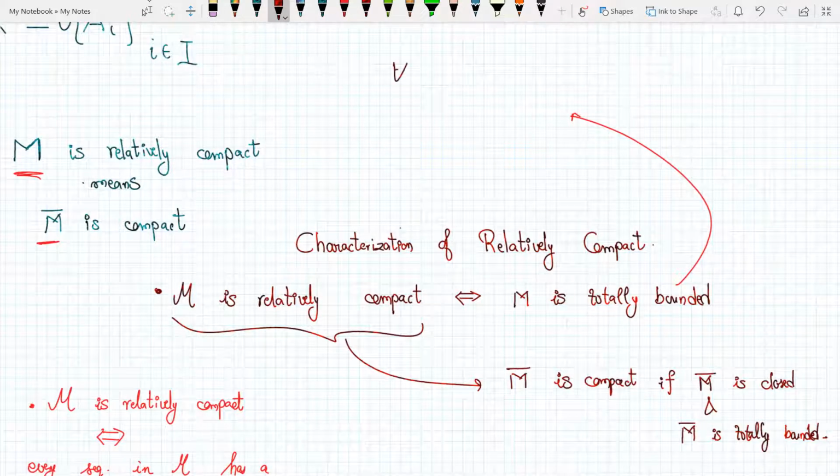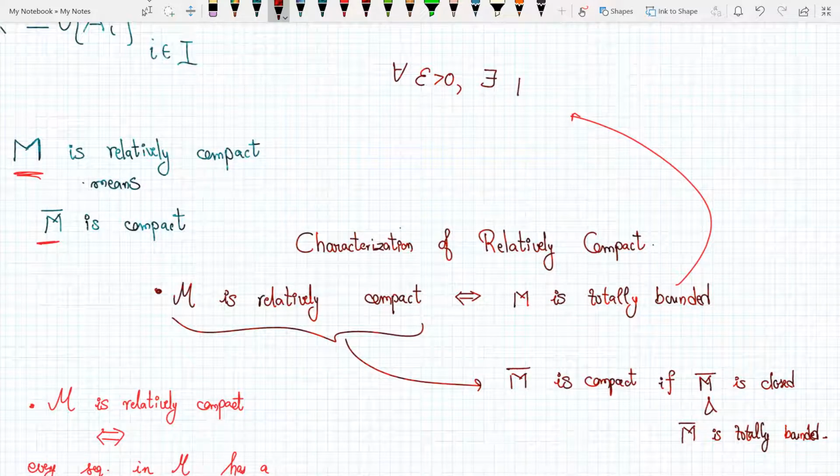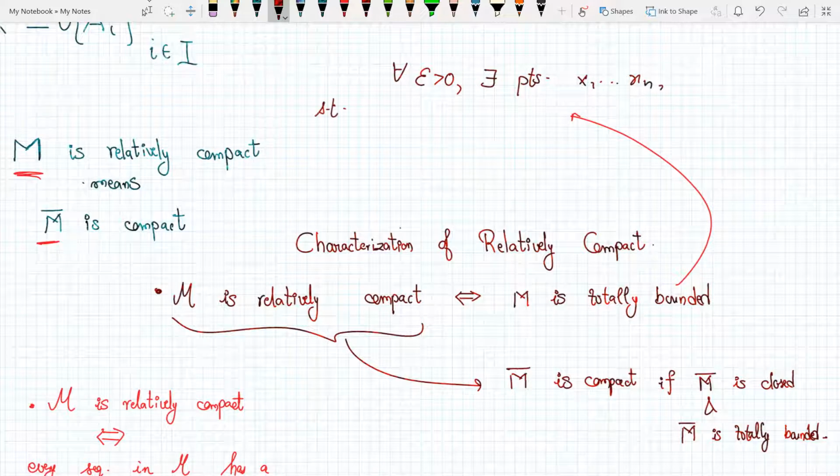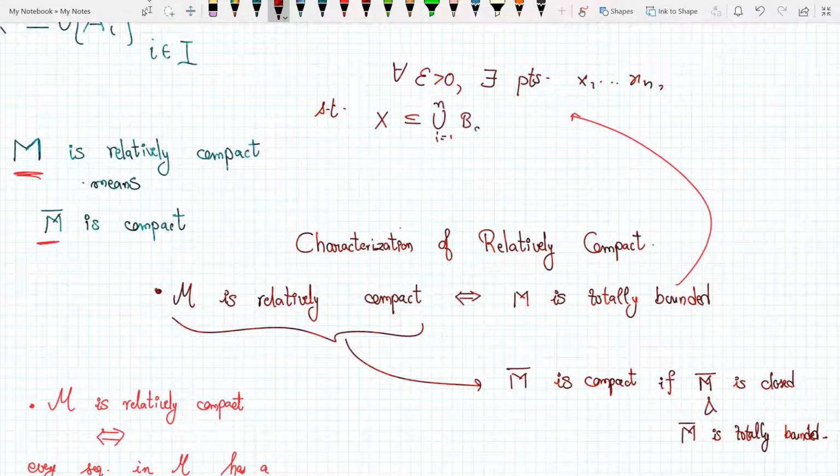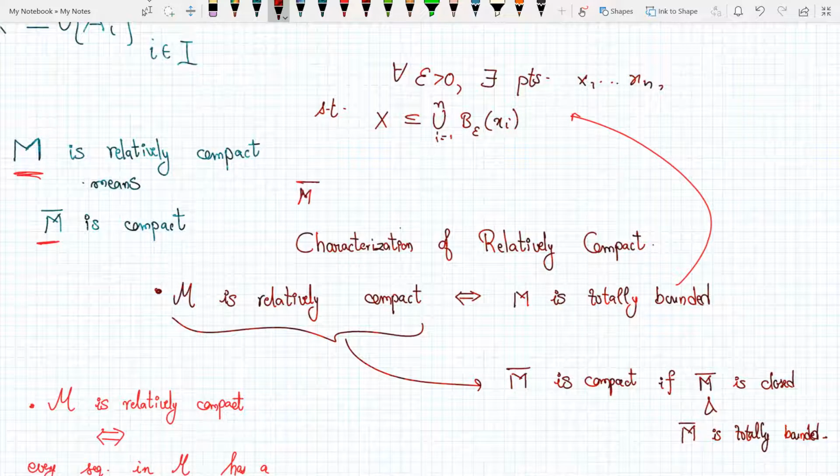So for every epsilon greater than 0, there exist points x1 to xn such that your set X, whatever subset is in consideration, is contained in the union of balls around these points. If this is the case, then I say that it is totally bounded. Now M is relatively compact means that M bar is compact. Now M bar is compact if M bar is closed, then M bar is totally bounded.